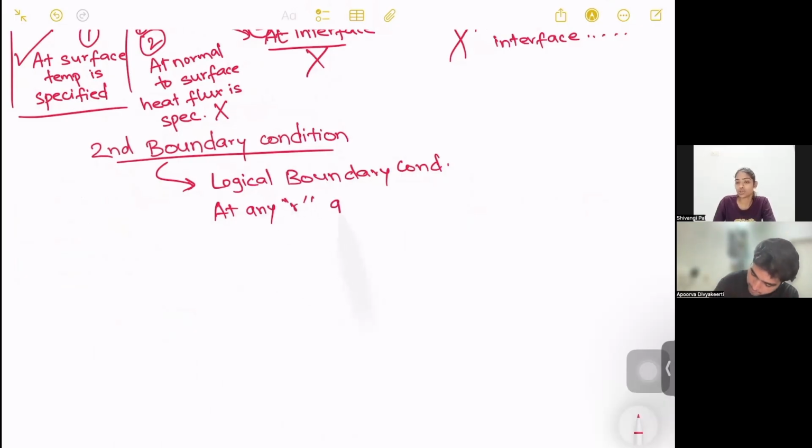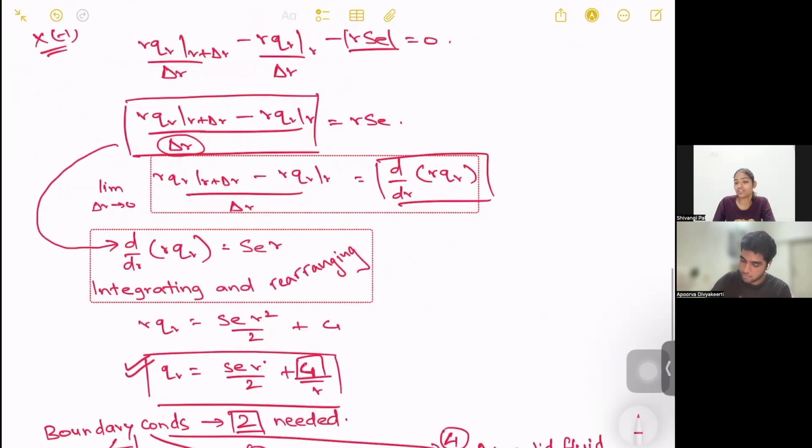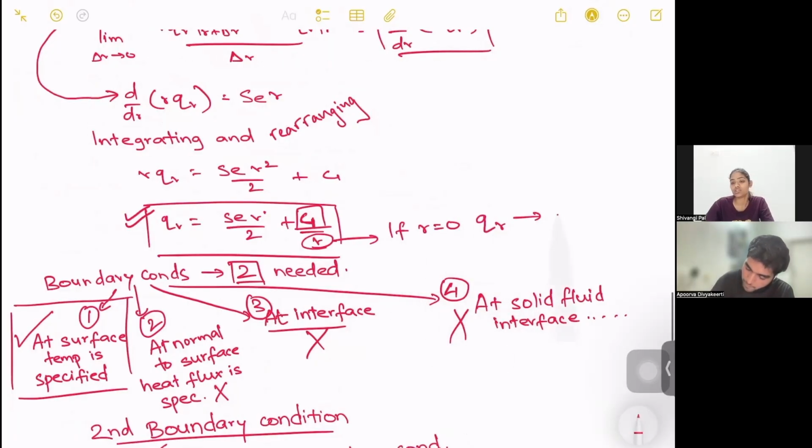So going back to our equation of flux, that is q_r equal to S_c r by 2 plus C1 by r. Here, if we put r equal to 0, you can see that the flux is becoming not defined, which means C1 has to be 0 so as to make the flux a finite quantity. So our equation will be resolved to q_r equal to S_c r by 2. This will be our final flux equation.